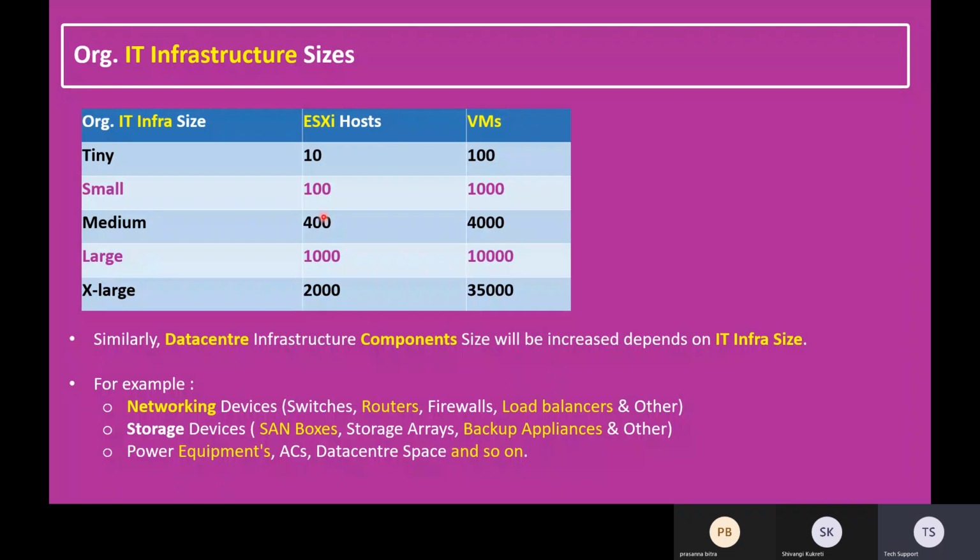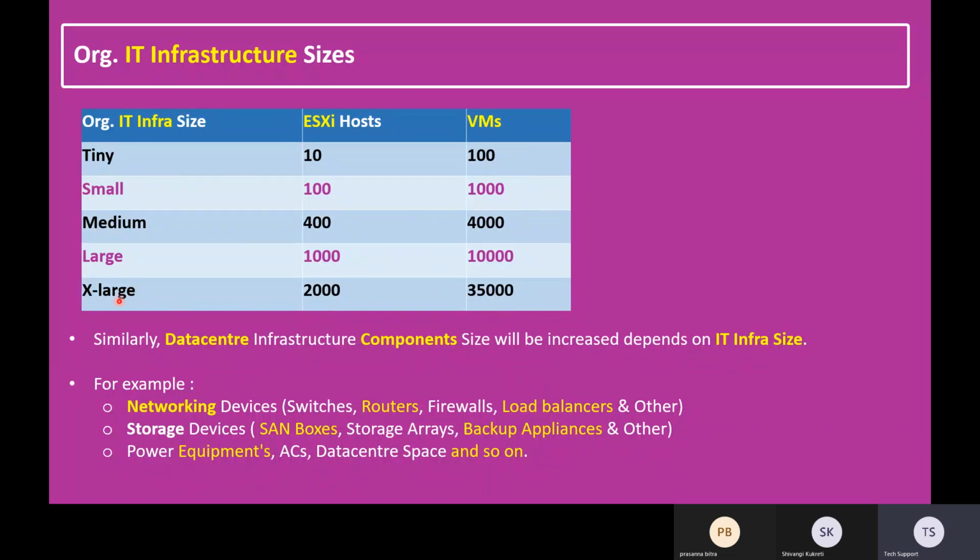And medium organizations, the count will be increased to 400 ESX hosts and 4,000 VMs, and large means again the ESX host count is increased to 1,000 and the virtual machine count is 10,000. So large organization means approximately it's running with 10,000 virtual machines, and X large means extra large. So extra large ESX hosts are 2,000 and virtual machine count is 35,000.